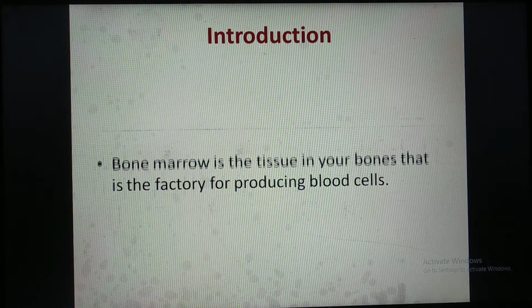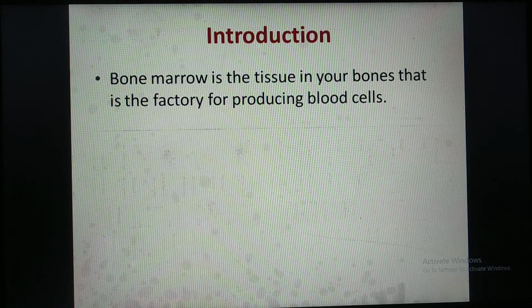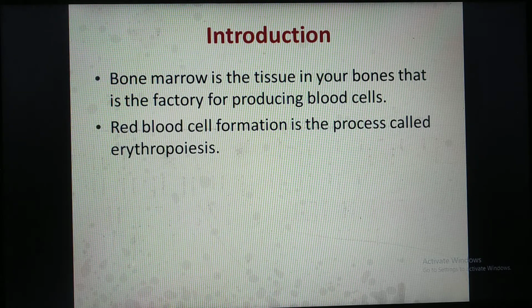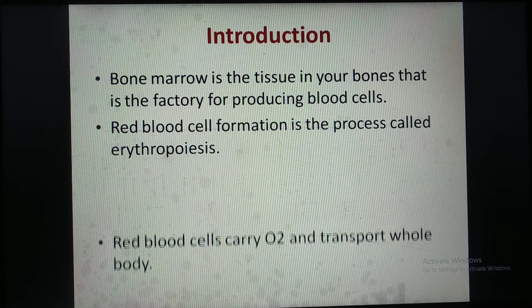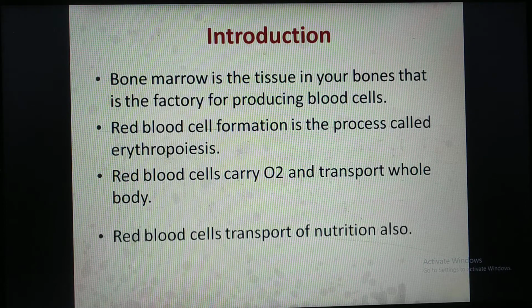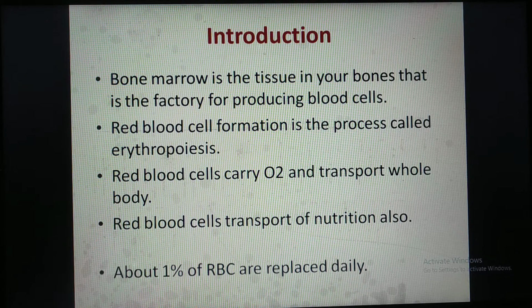First, let's discuss the introduction. Bone marrow is the tissue in your bones that is the factory for producing blood cells. Red blood cell formation is the process called erythropoiesis. Red blood cells carry oxygen and transport it to the whole body. Red blood cells transport nutrition also.